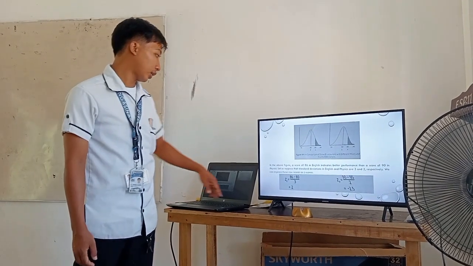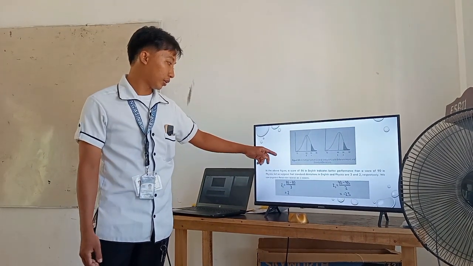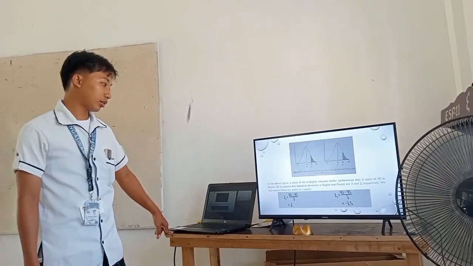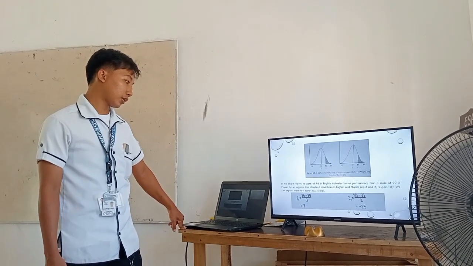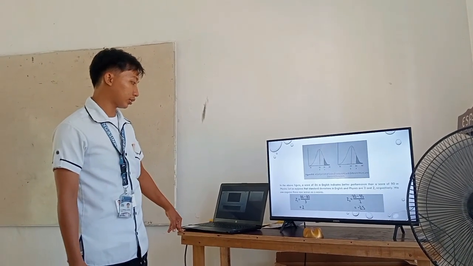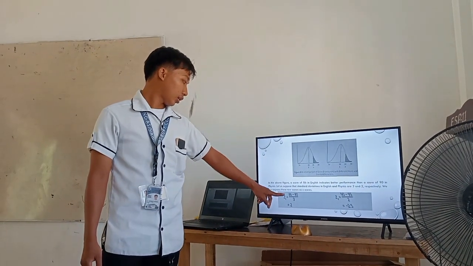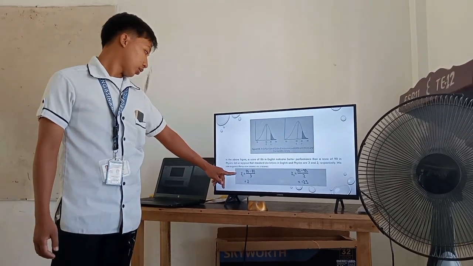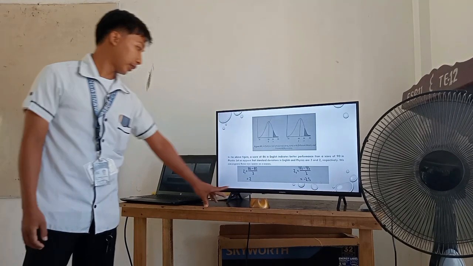So, ito yung illustration ng comparison of score distribution between different means and standard deviations. In the above figure, a score of 86 in English indicates better performance than a score of 90 in physics. Let us suppose that the standard deviations in English and physics are 3 and 2 respectively. We can express the raw score as a Z-score. So, ito yung example. Z equals 86 score in English minus 80 over 3 is equal to 2.